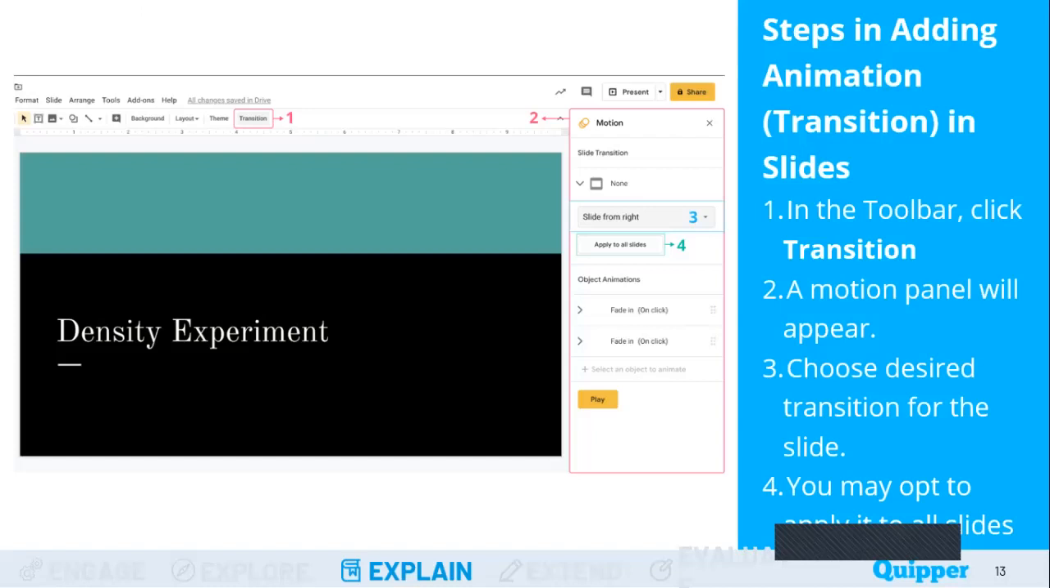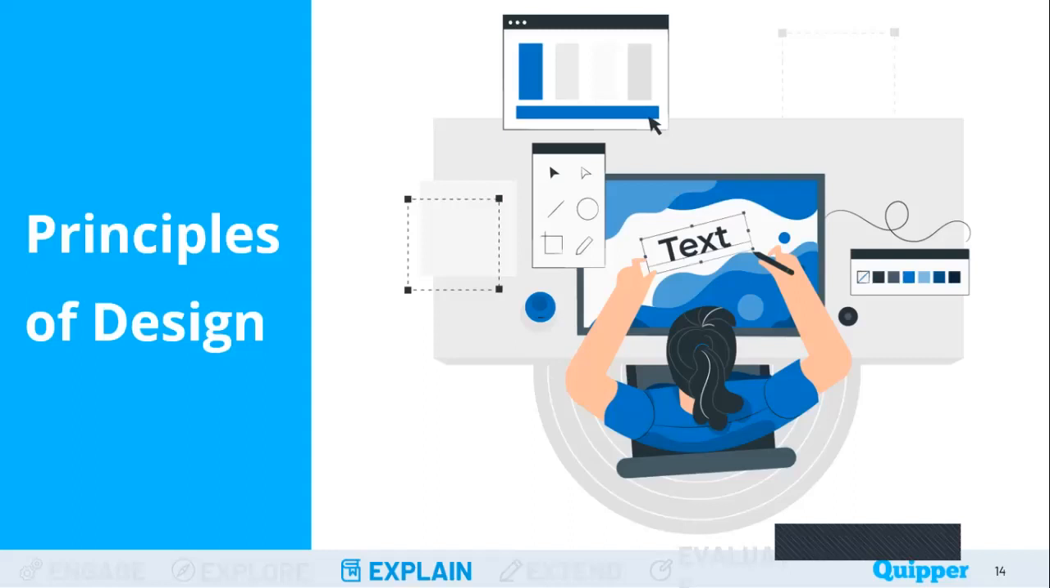Motion. Then choose desired transition for the slide. Then you may opt to apply it to all slides. If you want to apply to all slides, click number 4. You can see it in figure 4. Apply to all slides. Okay?